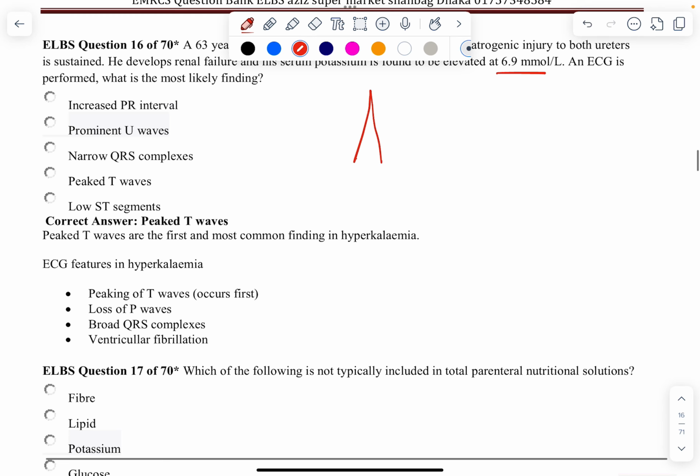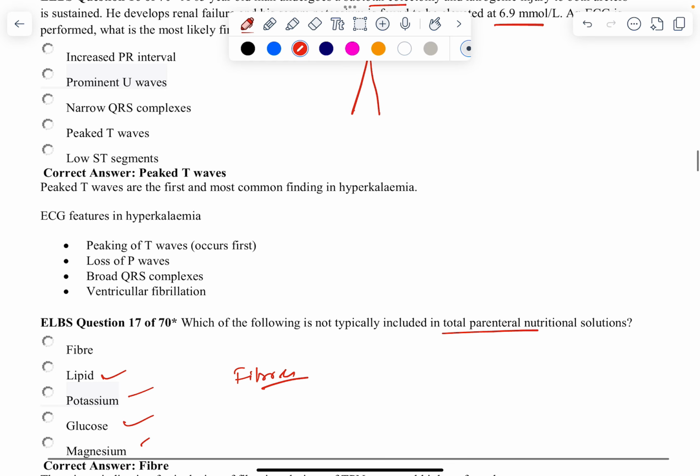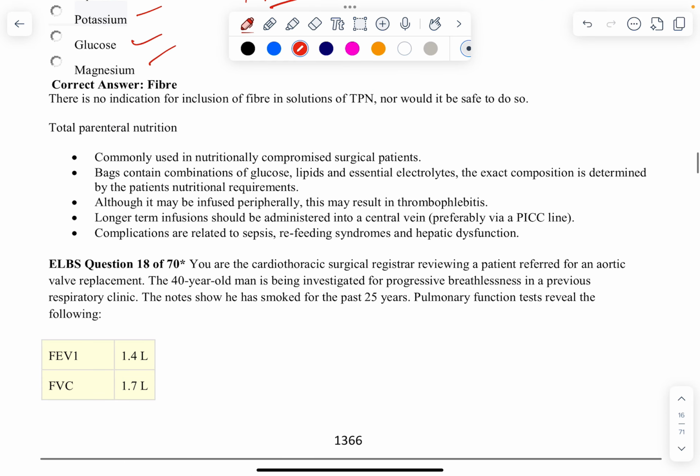Which of the following is not included in total parenteral nutrition? Fibers are not there. Lipids are there, potassium is there, glucose is there, magnesium is there, fiber is not there.